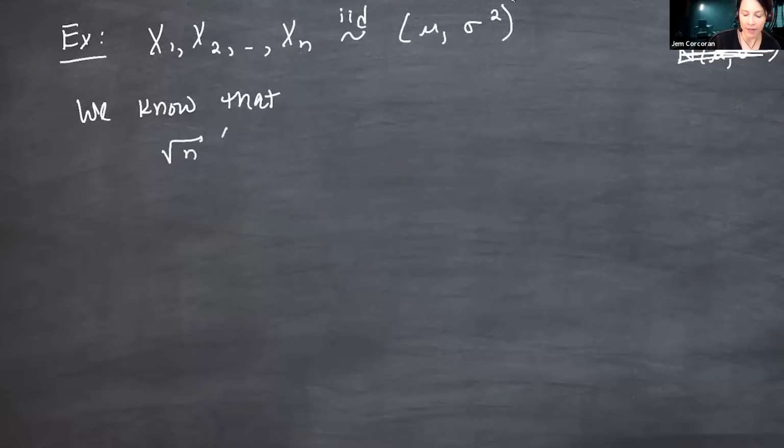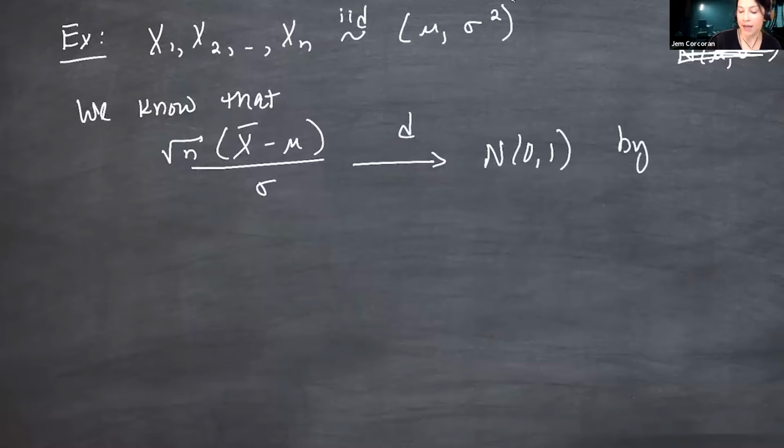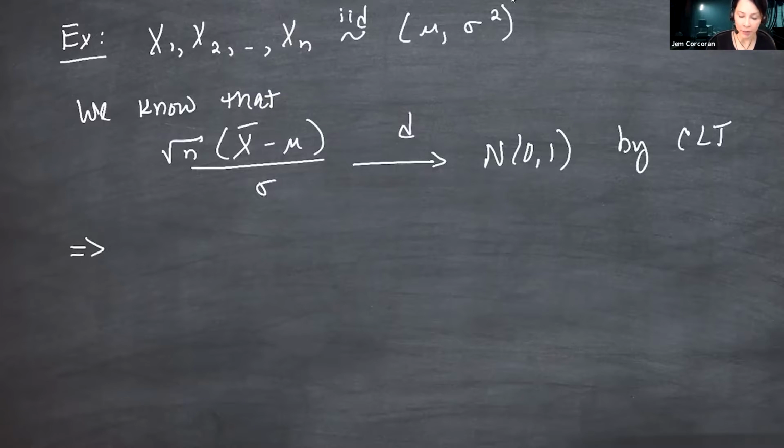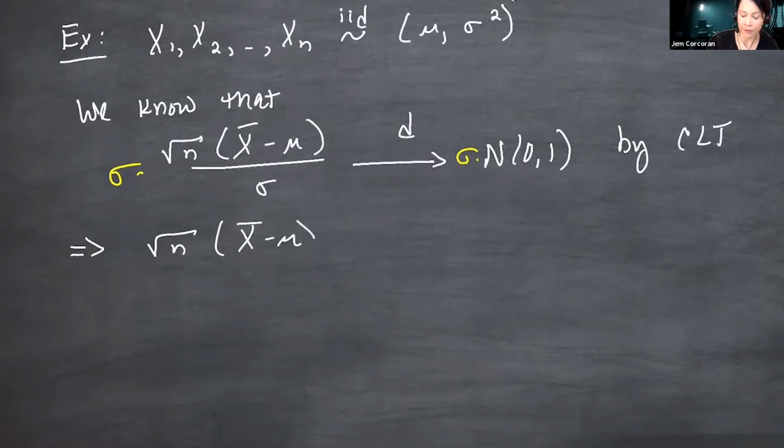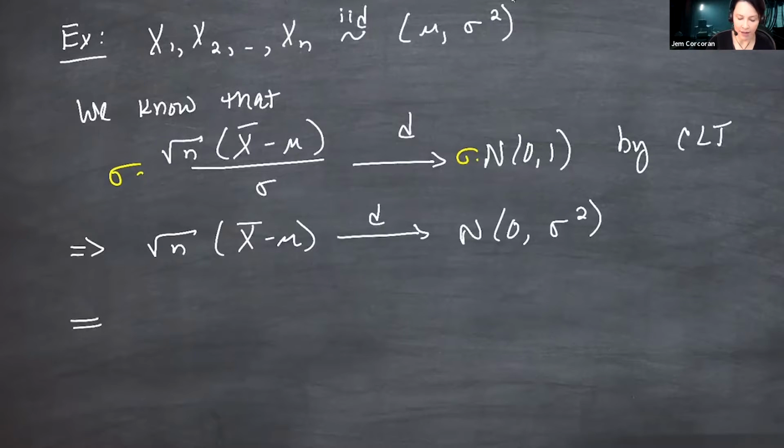Okay, so we know that the square root of n times (X bar minus mu) over sigma is converging in distribution to a normal 0, 1 by the central limit theorem. And so I want to get something that looks like the setup of the problem, which is really just the numerator of this fraction. But this implies, if you multiply both sides by sigma, if you multiply a normal 0, 1 by sigma, you still have a normal, and now the variance of that is sigma squared. So this implies that the square root of n times (X bar minus mu) is going in distribution to a normal 0, sigma squared.